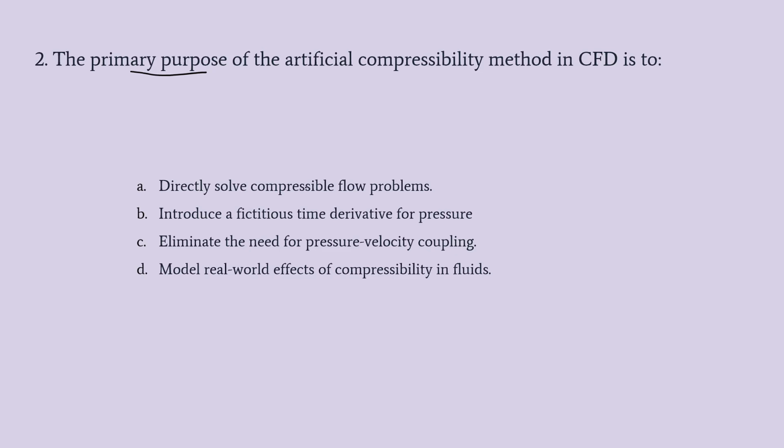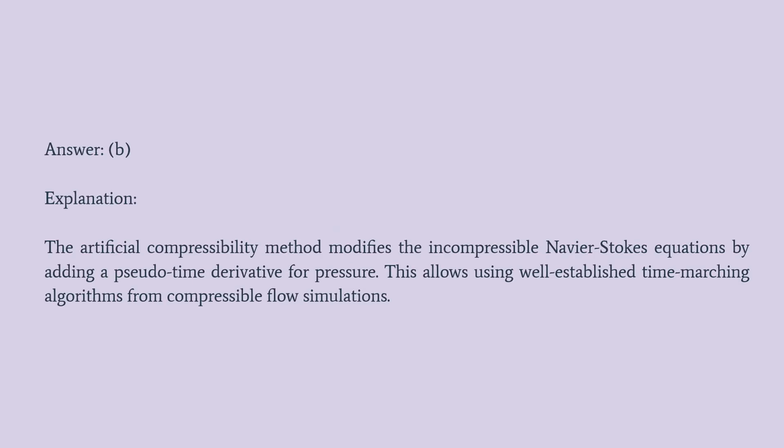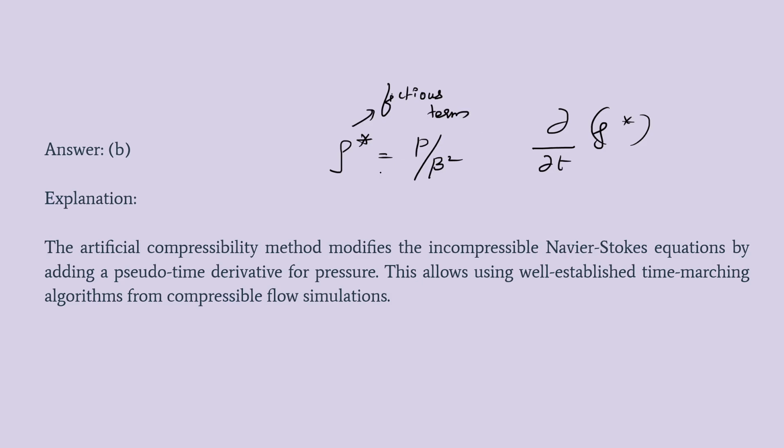Yes, we have just now discussed that we are introducing a fictitious time derivative term with respect to pressure. So in the artificial compressibility method, we will be defining rho star, and this rho star is used in the ∂/∂t of rho star in the continuity equation. So this term rho star is a fictitious term, and we are using it for time marching, as a time derivative. So you can say it's a pseudo time derivative.